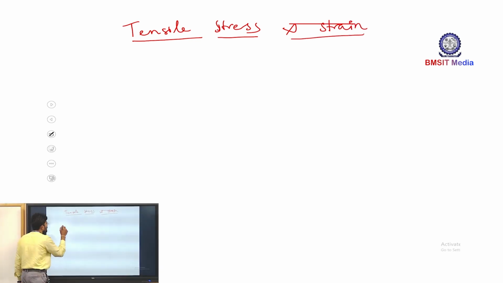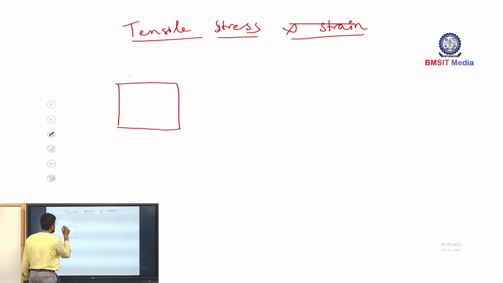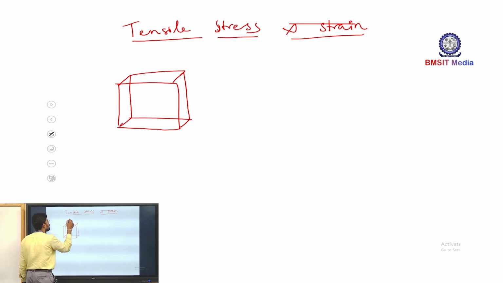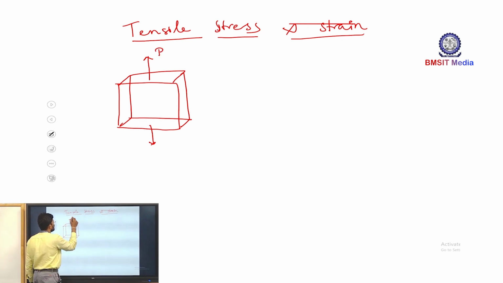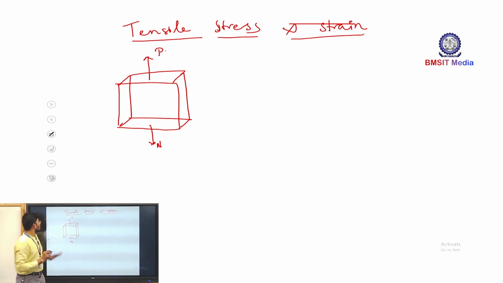Let me take the same object as the example, the same concrete. I have a concrete, and a load is being applied that is trying to pull my concrete, stating it is in the equilibrium condition. It means if a particular load is applied here, the same amount of load will be applied here, in order to keep the system in equilibrium, over this cross-sectional area.